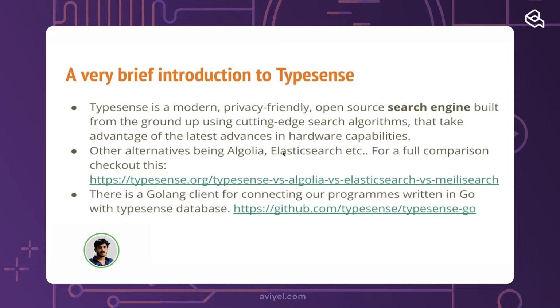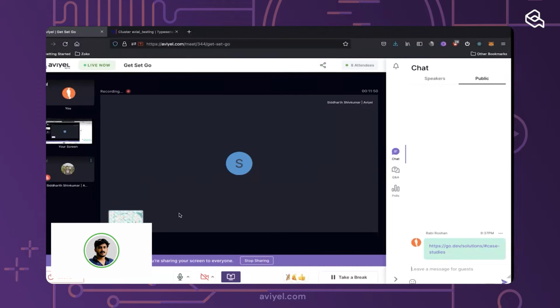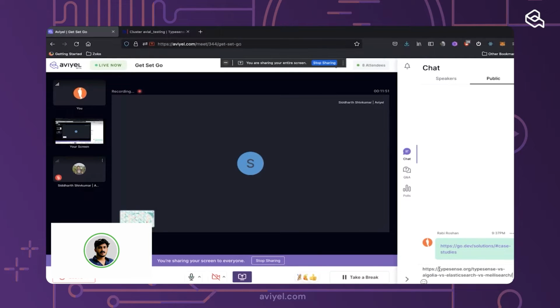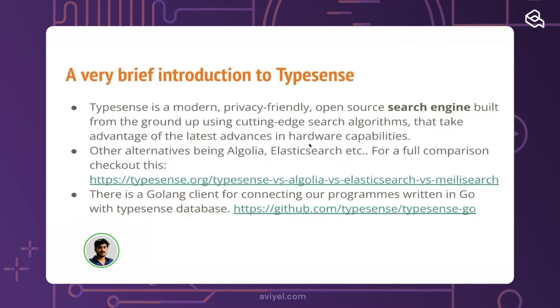Other alternatives for Typesense are Algolia and Elasticsearch, which most of you might have heard of. We are using this in our company. So essentially, these are the same things. These are competitors, but however, Typesense has a newer approach to this, I guess. They are open source. So for a full comparison, you can check this link out. I went through it and it seemed like there is enough and more data to make your decision to choose a search engine.